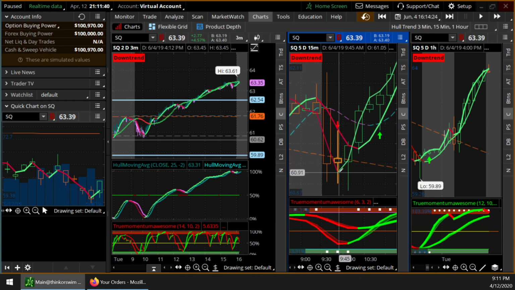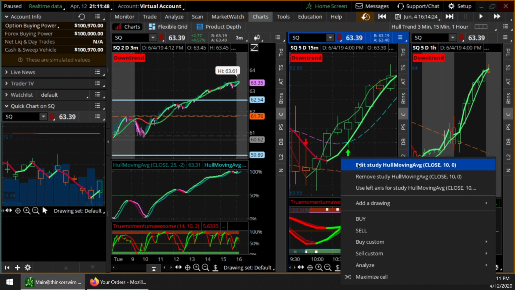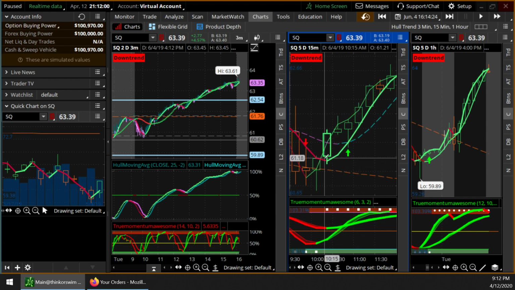Now, you can enter there if you're feeling comfortable about your position, or if you want a little more security, I actually added this 10 hull, which you can remove if you don't want it. I kind of like it there. But if you want more security, wait for a candle to form above that 10 hull and wait for that 10 hull to go green. Once that 10 hull goes green and your other setups on your true momentum are green, that's a very strong indication that this position is about to move higher.